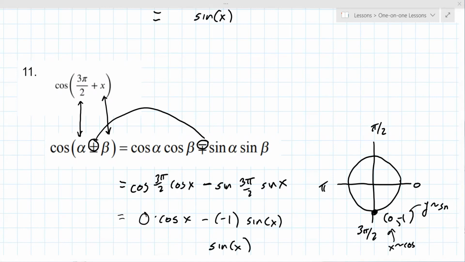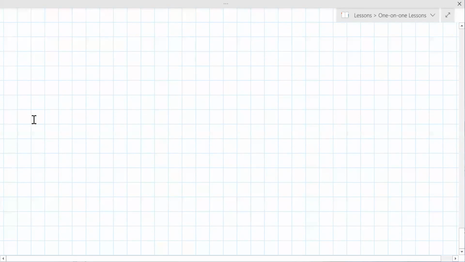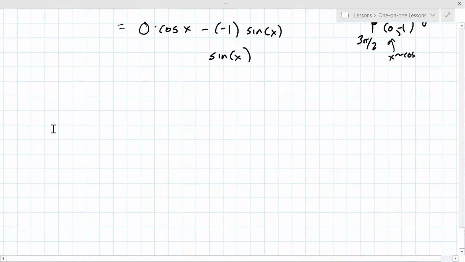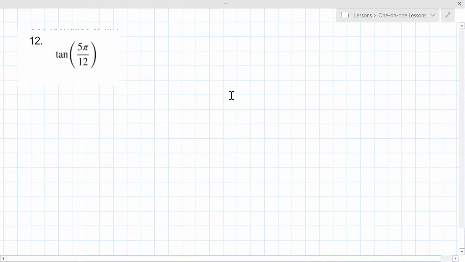All right. On number 12. Tangent of 5 pi over 12. How are we going to do that one? It's like, well, this isn't on my unit circle. It's not a nice value.